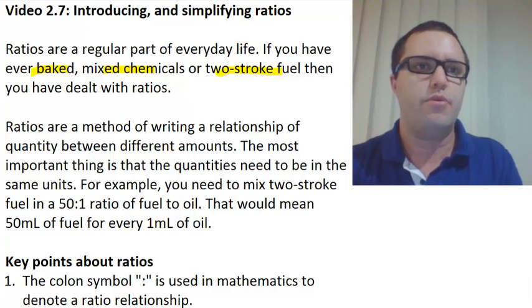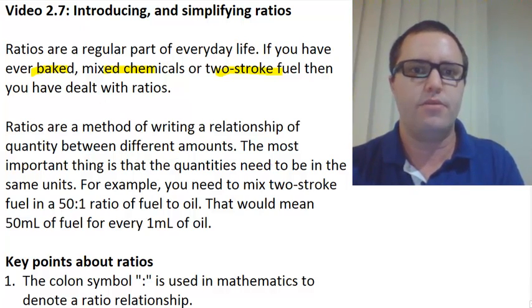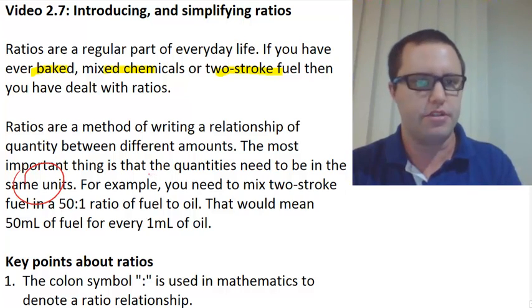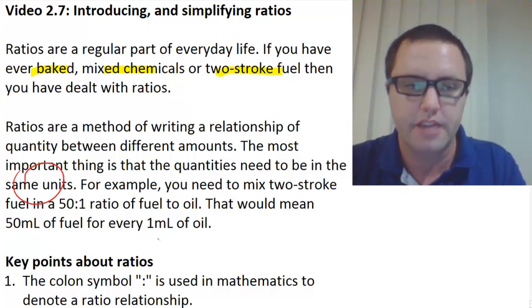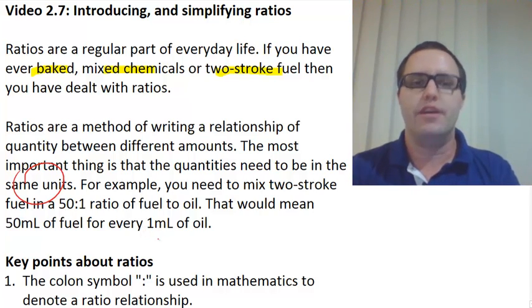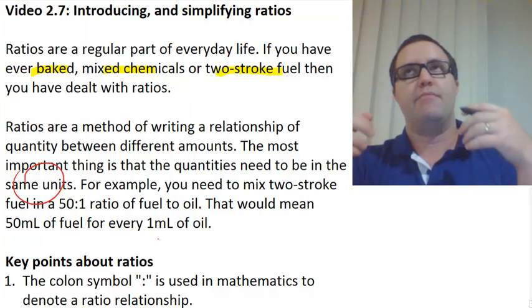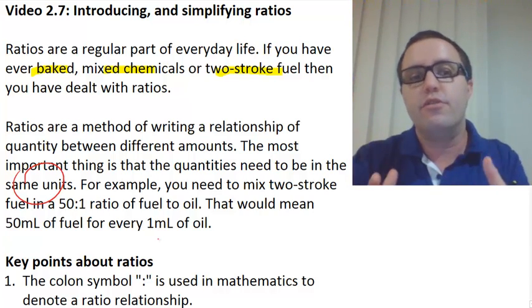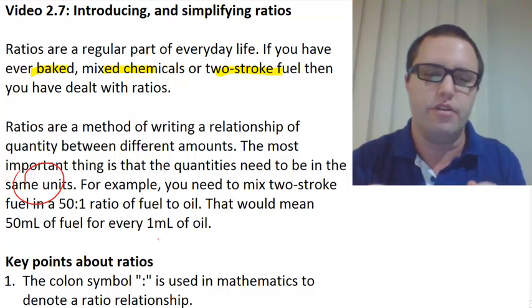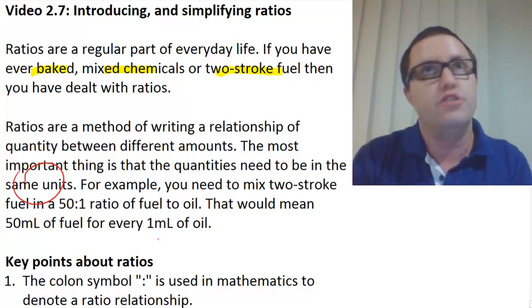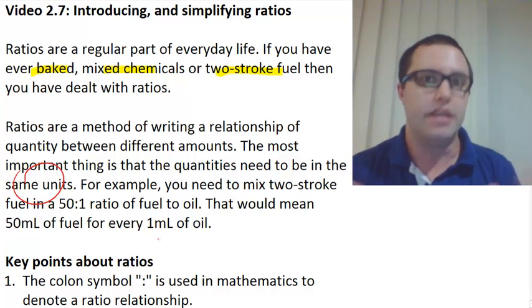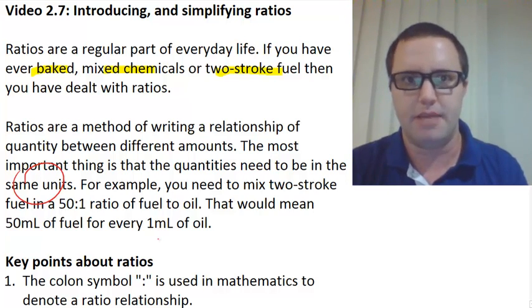And the most important thing that you need to think about is that the quantities need to be in the same units, okay? Very important. For instance, if you need to mix two-stroke motor oil together, it's a 50:1 ratio of fuel to oil, and that means 50 milliliters of fuel for every 1 milliliter of oil. If you didn't use the same units, obviously 50 milliliters of fuel to 1 liter of oil creates a big issue, so you've really got to make sure you're using the same units.